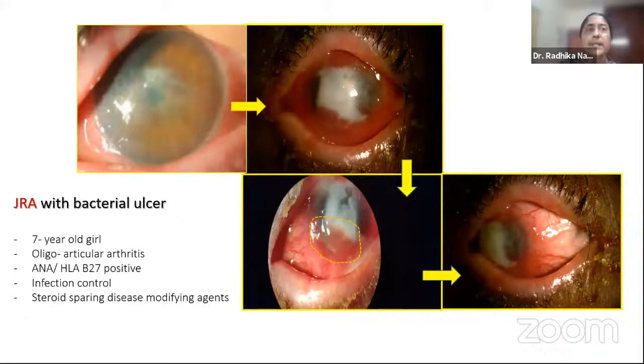So she had developed an incidental bacterial ulcer, which we had scraped. It started healing with treatment. But in the panel below, you can see healing brought vascularization. And that led to melt because the immunity was active in her blood. So the infection did not cause the melt, but the vascularization did. So we had to actually take her to the OT and recess the pannus, after which she healed completely. And she was put on a steroid-sparing, disease-modifying agent in the form of mycophenolate mofetil because of her young age.